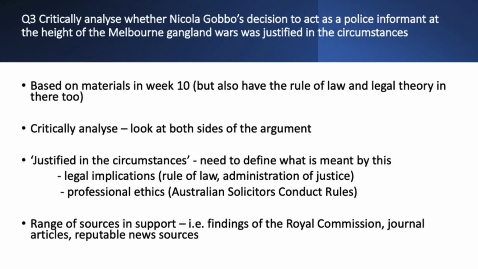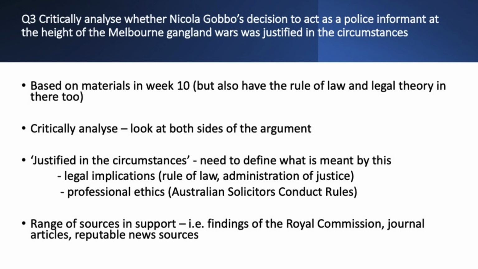Moving on to question 3, this is focused on the Lawyer X scandal. So the question is, critically analyse whether Nicola Gobbo's decision to act as a police informant at the height of the Melbourne Gangland Wars was justified in the circumstances. Now again, the phrase critically analyse is used, so that requires you to look at both sides of the argument.